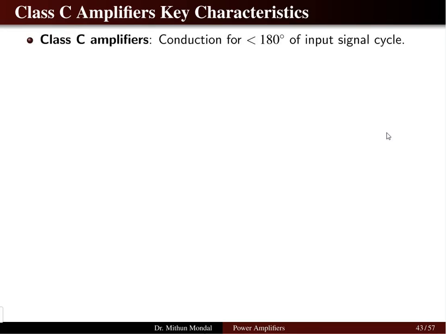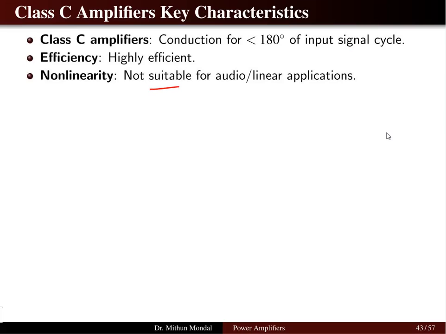Class C amplifier conduction will be less than 180 degrees for the input AC signal. We saw that in class A, the conduction was for 360 degrees. For class B amplifier, the conduction lies between 0 to 180 degrees. But for class C amplifier, the conduction will be less than 180 degrees. These amplifiers are highly efficient as compared to class A or class B amplifiers. However, they are not suitable for audio or linear applications.